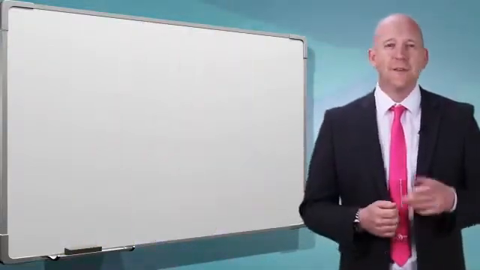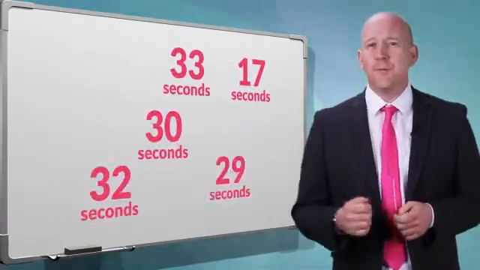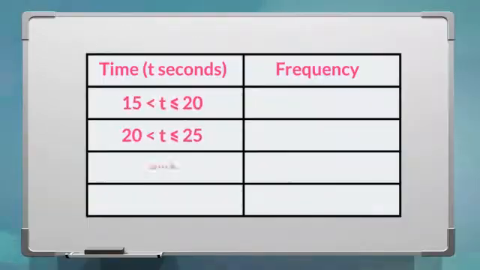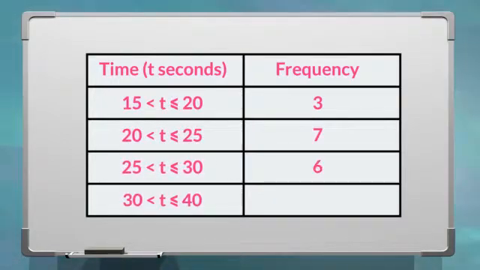Now, because there were lots of different times, when we put this data into a table, we grouped up the times and we got a table like this. So anyone that ate all 20 between 16 and 20 seconds goes in this box here, and everyone that ate them between 21 and 25 seconds goes in this box, and so forth. Just to be clear, the frequency is the total number of people who achieved a certain time.